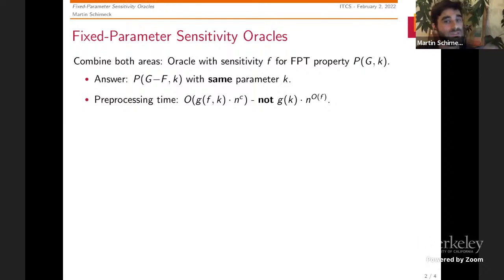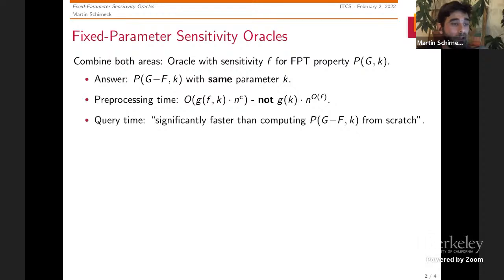So this sensitivity fits nicely in this parameterized setting, also in the sense that you can just define it as another parameter. What we do not want is just something in k, because we can achieve this by essentially cycling through all failure sets and computing from scratch. So this does not give us anything. And as query time, we want something that is significantly faster than computing from scratch, which of course depends then on what is known about the FPT property in question.